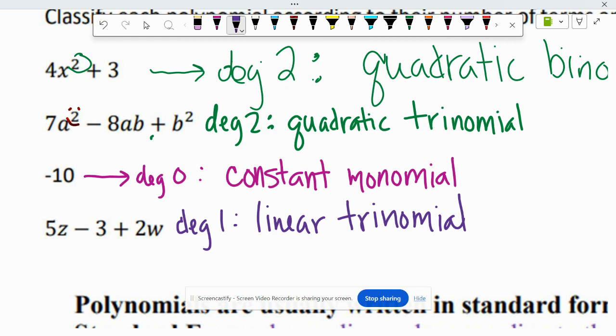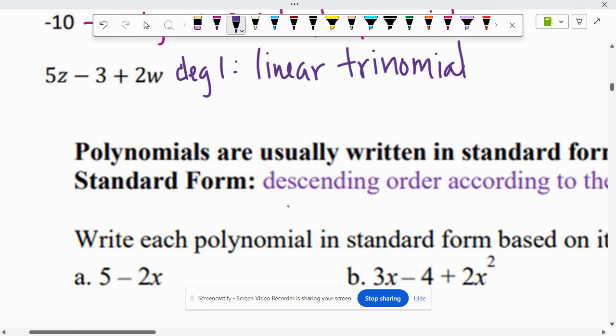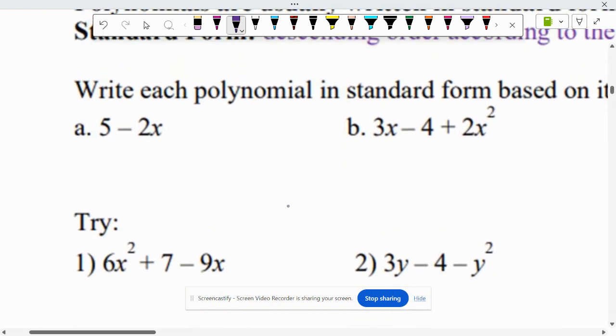Okay. So for our last 6 things that we need to do before you guys get started on our quizzes, it says write each polynomial in standard form based on its degree, and then we're going to name it. So we're going to get that practice again of naming it. Okay. So standard form, example A, Zan.